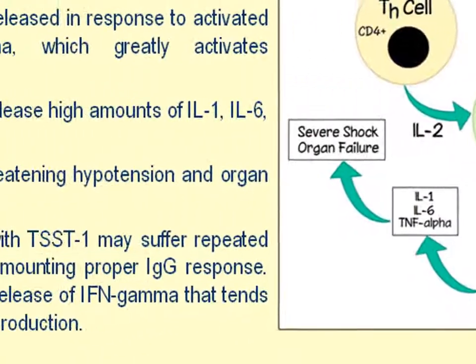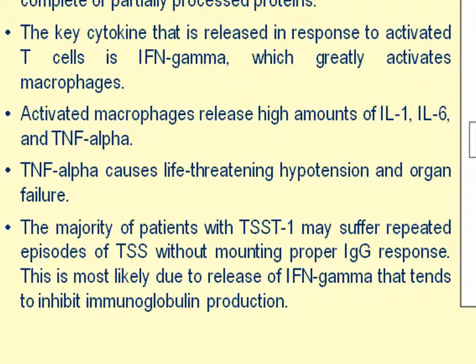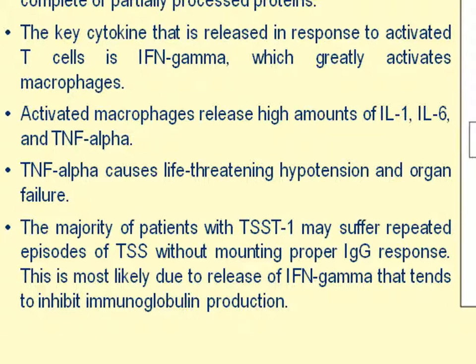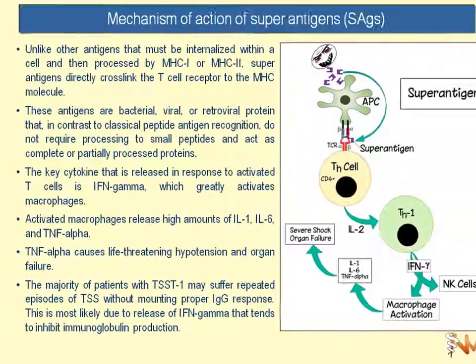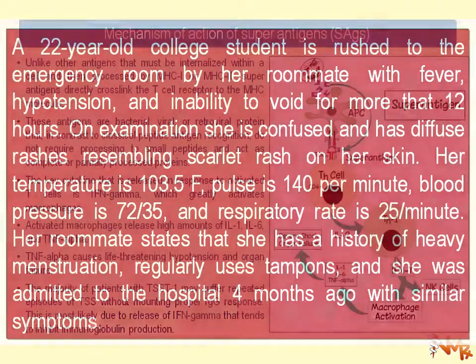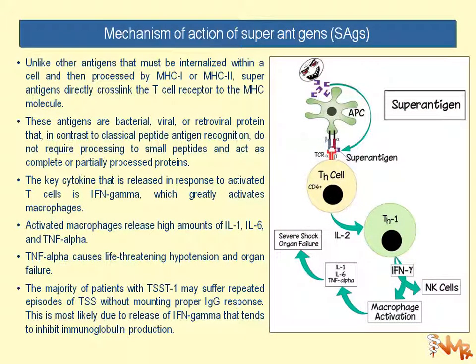Okay, another important high yield factor I want you to know about the Staph aureus and toxic shock syndrome toxin 1. Majority of the patients with TSST1 may suffer repeated episodes of TSS without mounting proper IgG response. So on the exam, always look for a history. And we had that history in the same case scenario that I presented to you. The friend of the patient said that she has had similar symptoms in the past. So these patients may have history of several other episodes of having hypotension or septic shock without mounting proper IgG response. This is most likely due to release of interferon gamma that tends to inhibit immunoglobulin production.